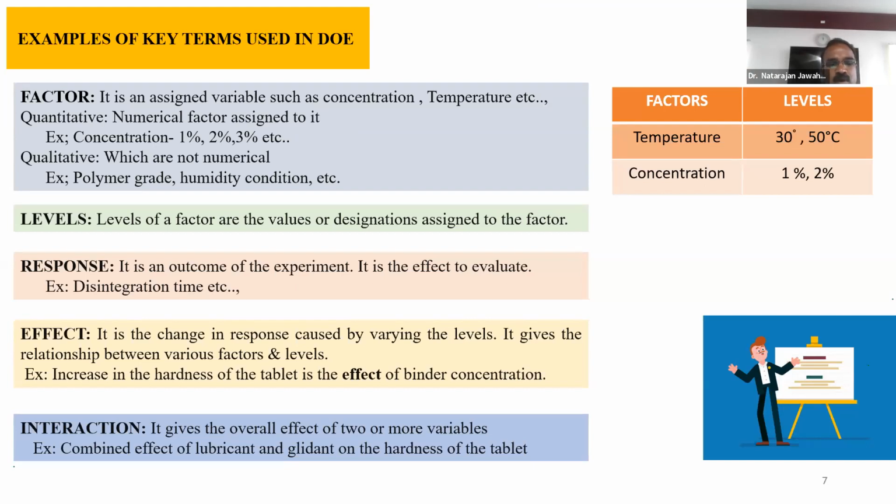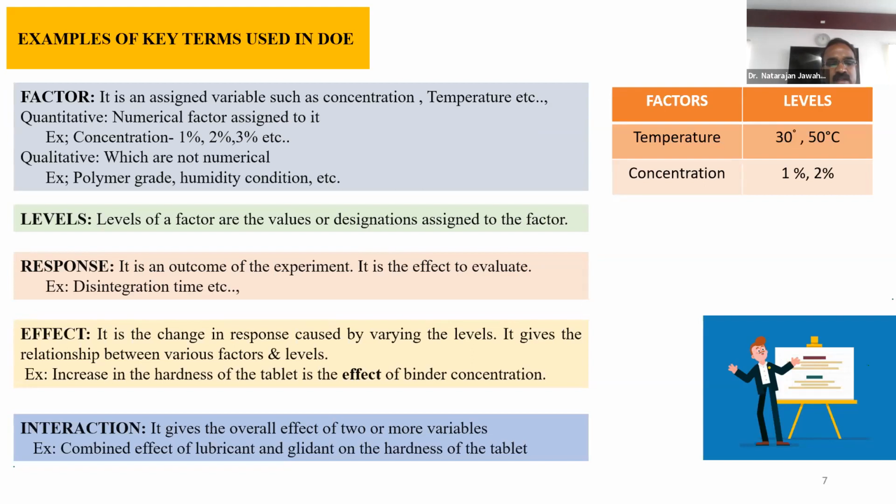Response is an outcome of the experiment. Already we discussed, it is the effect used to evaluate the factors. So, for example, disintegration time and dissolution are also responses. Effect means a change in response caused by varying the levels. So if you change the levels of the independent factors, there will be a change in the effect. So it gives the relationship between various factors and their levels.